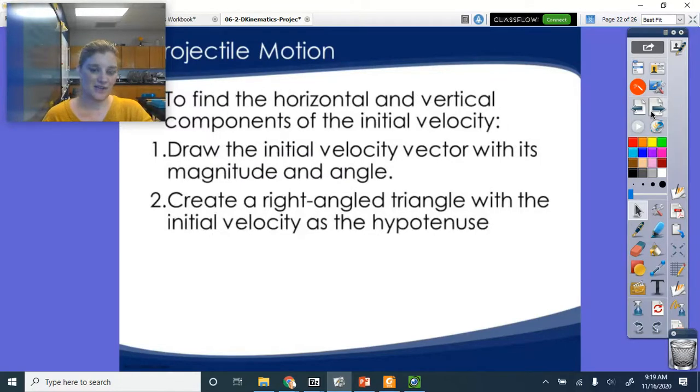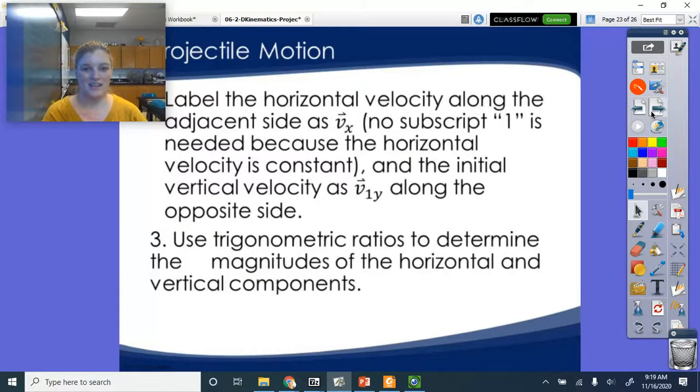So we're just going to be breaking these down into components like we did before, where you're going to draw your initial velocity vector, which is going to head up at an angle, and you're going to have a magnitude and then an angle to the ground. And you're going to be able to create a right triangle so that you can figure out your X component and your Y component, because we were already given the hypotenuse. So we're going to label them as our velocity in the X and initial velocity in the Y, and then just use trig to determine what's going on in each of the sections.